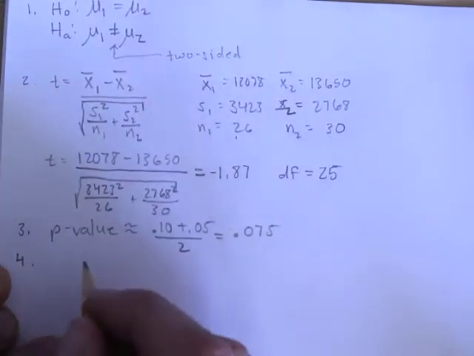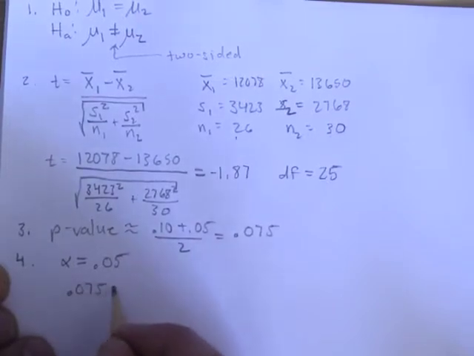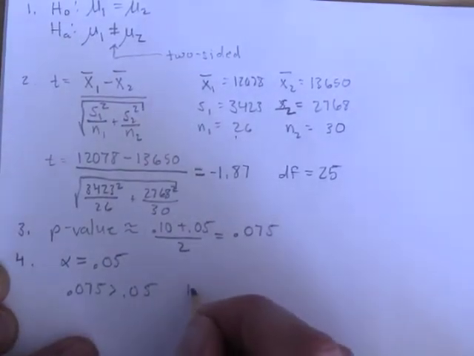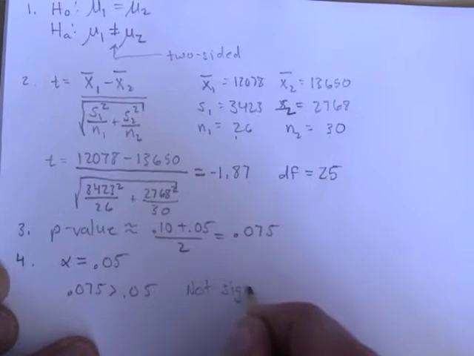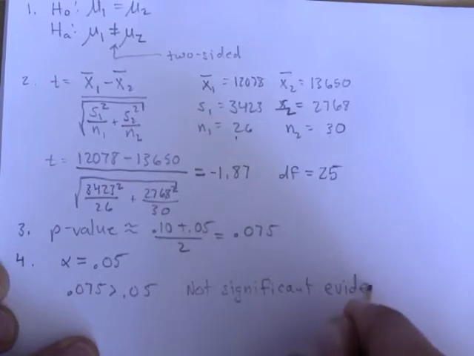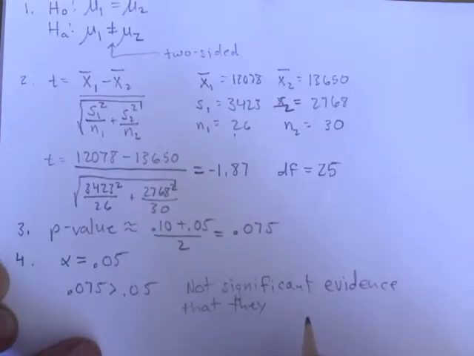Again, in this example, the significance level of alpha is not specified, so we default to 5% or 0.05. From that, we can compare the two. 0.075 is bigger than 0.05, and that leads me to conclude that we do not have significant evidence that they are different. There are several ways to state this outcome. The others could be we do not have significant evidence to reject the null, and many others.